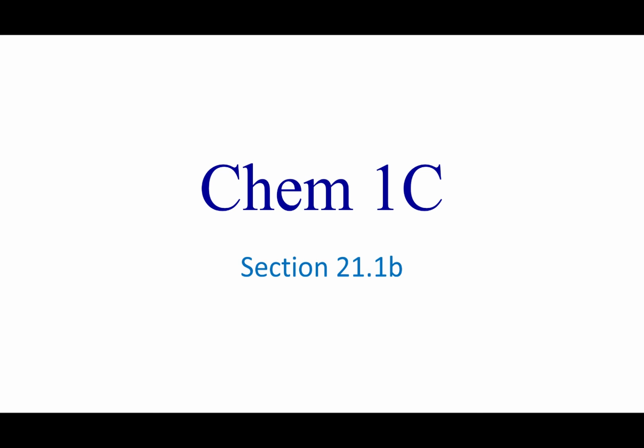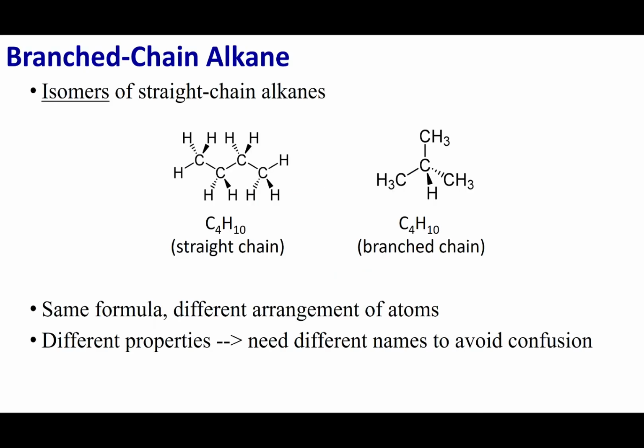Welcome to section 21.1b. What we talked about in the last lecture was that we have our alkanes, and our alkanes can be straight chained or branch chained. If you take a look at these two formulas that I've shown you here, you'll notice the formula is the same for both compounds, C4H10. So what I have here are isomers of each other: one where you have all the carbons in a line, and the other one where you have a main chain and a branch going off.